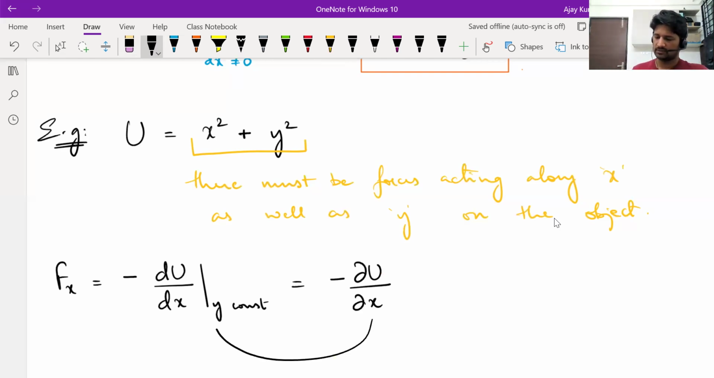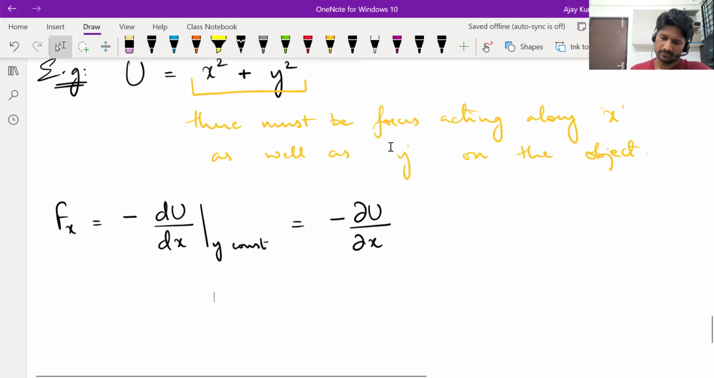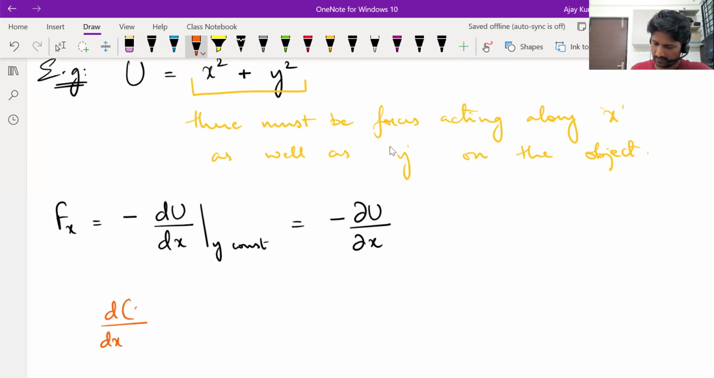So this means: differentiate with respect to x, and treat y or any other term as constant. Okay, let us do that. The function u is x square plus y square. We need to differentiate x square plus y square with respect to x.